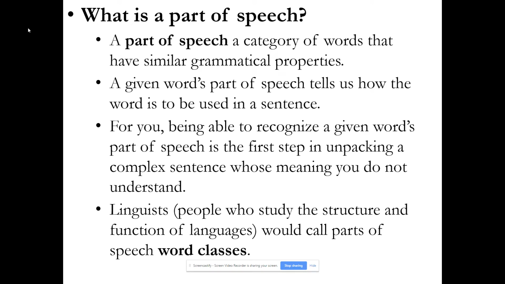Linguists, right? Linguists are people who study the structure and function of languages. And they would call parts of speech word classes, right? You're going to start seeing this sort of debate between how linguists talk about language and how grammarians, or people who care a lot about grammar, talk about language. Usually, I like to go with the linguistic approach to talking about language as opposed to the terminology that the grammarians would use.